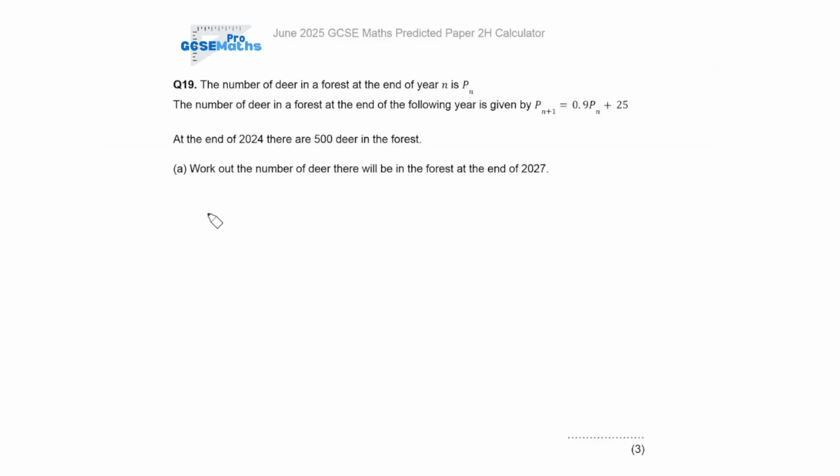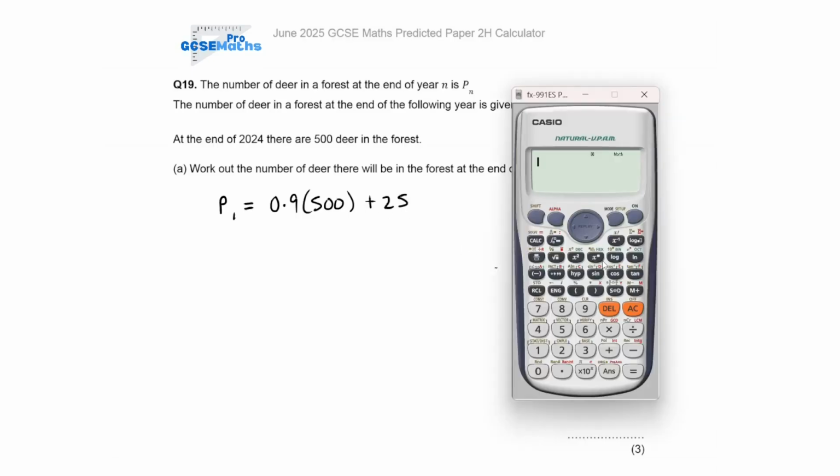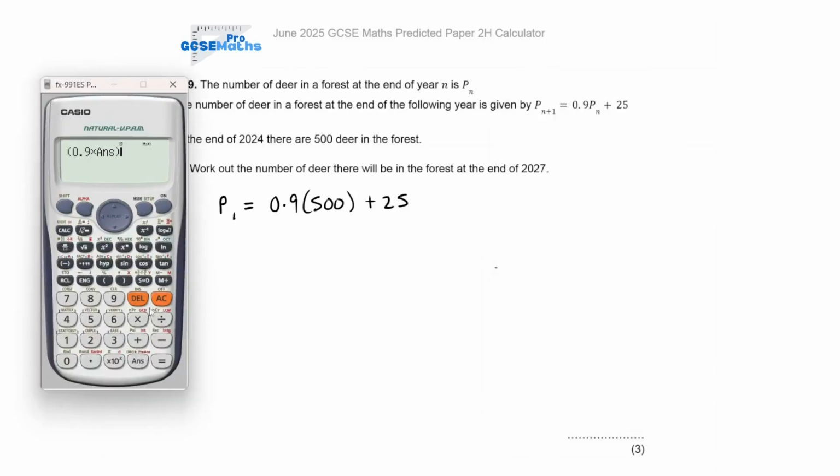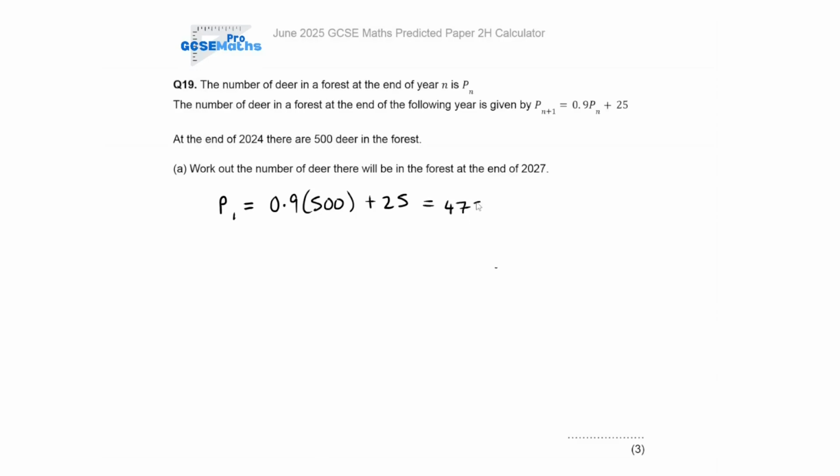So I'm going to set up my formulas. Our starting value, if you imagine it, is P0, isn't it? Or we can do P1 would be 0.9 times 500, add 25. Now this is how I'm going to set it up in my calculator. Put whatever your starting value is into the calculator, press equals, and that's now in my answer button. Now I'm going to type in my formula: 0.9 multiplied by, where it says Pn, that's where I'm going to put my answer, and then add 25. If I press equals once, that gives me the P1 value, which in this case is 475 for 2025.